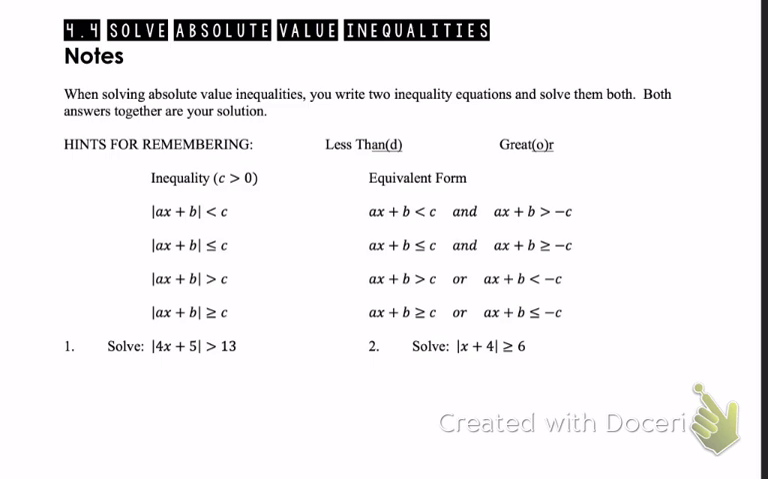Hence, for remembering, if you have a less than, it's going to be an and. If you have a greater than, then it's going to be an or. So greater, less than. It's kind of an easy way to remember it, but it'll be easier once we start doing some examples.